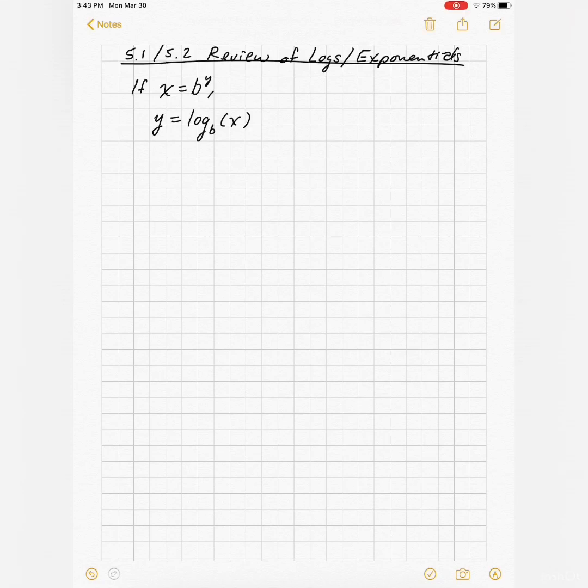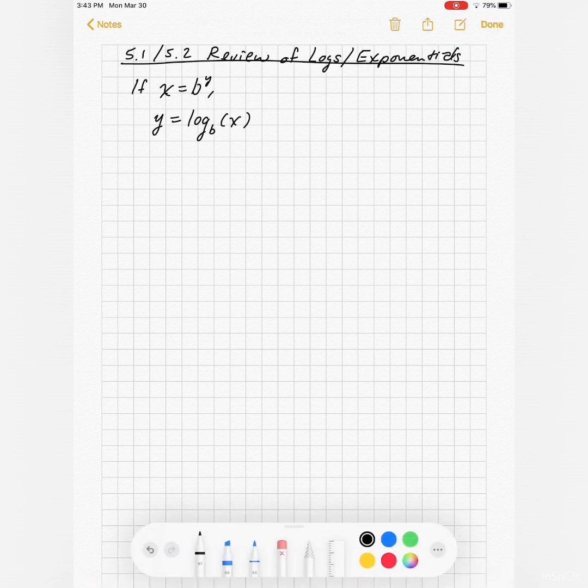These two sections, 5.1 and 5.2, are really review sections. So we talked a lot in the algebra classes about logarithms and exponential functions. So we're just going to review some of those, the main topics from logs and exponentials today. So starting out with kind of a definition.